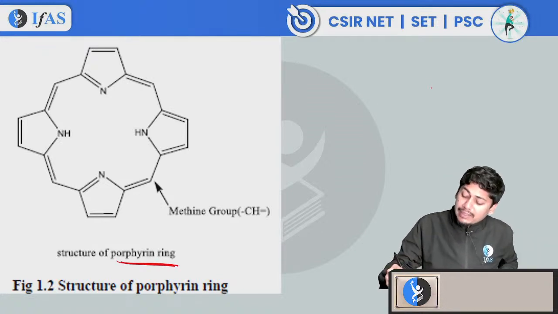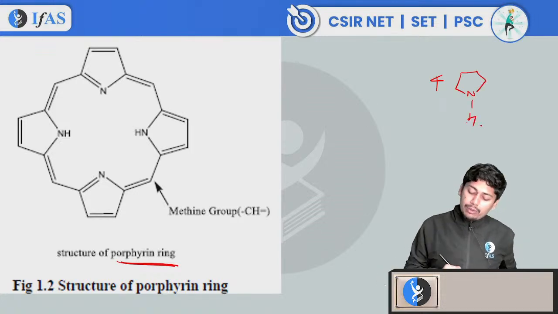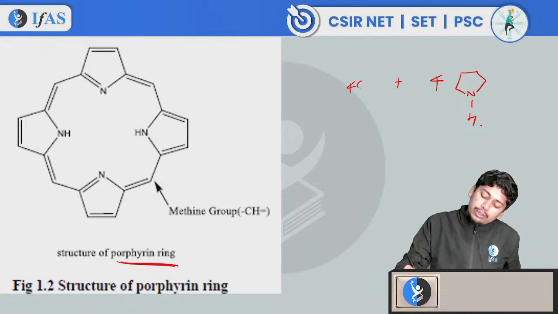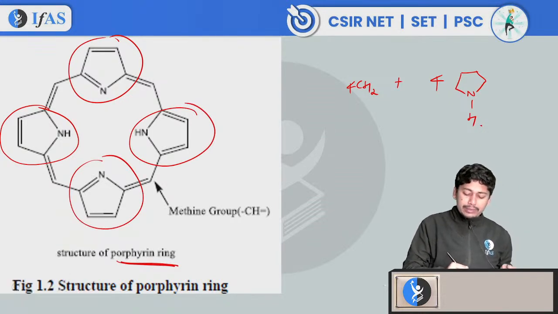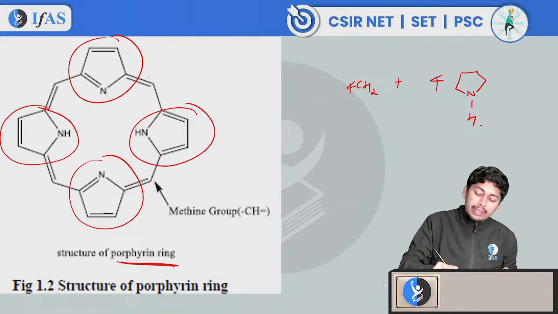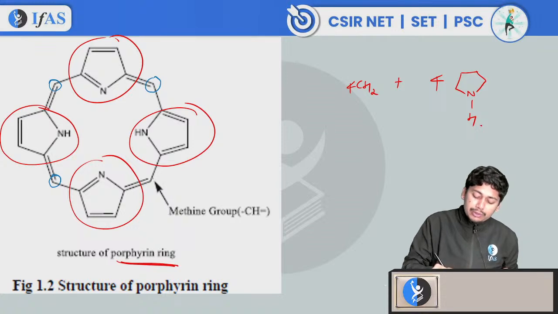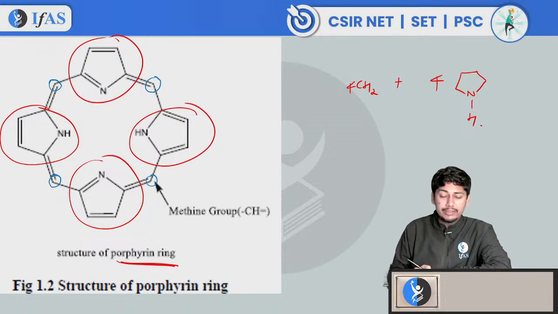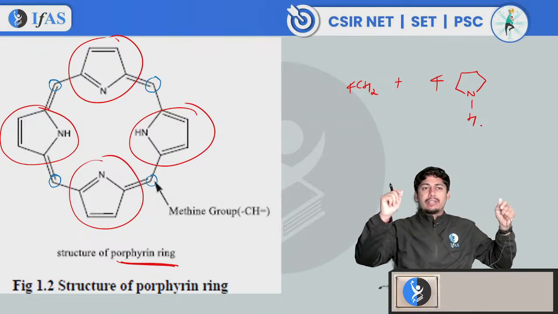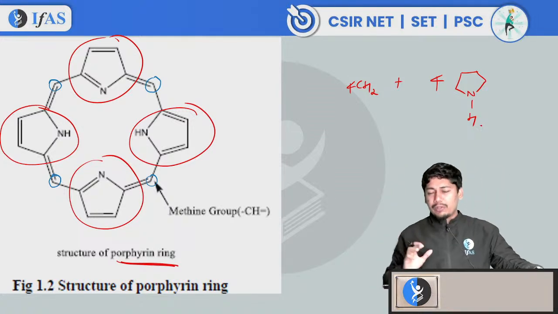What happens, sir? We take 4 pyrrole rings like this, plus 4 CH2 units, because you can see that these 4 pyrrole rings are connected with each other with the help of CH2. 1 CH2, 2 CH2, third CH2 and this is the 4th CH2 unit. This is how they are connected with each other, forming a large cyclic ligand. Hopefully you are getting what I am trying to convey.